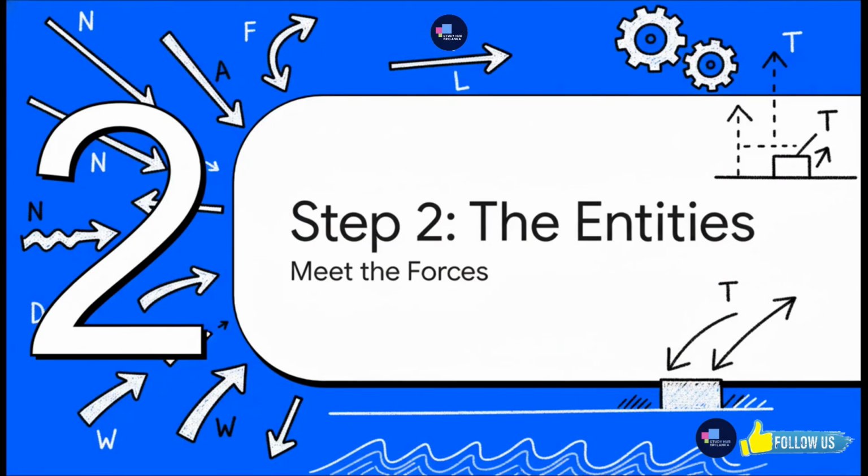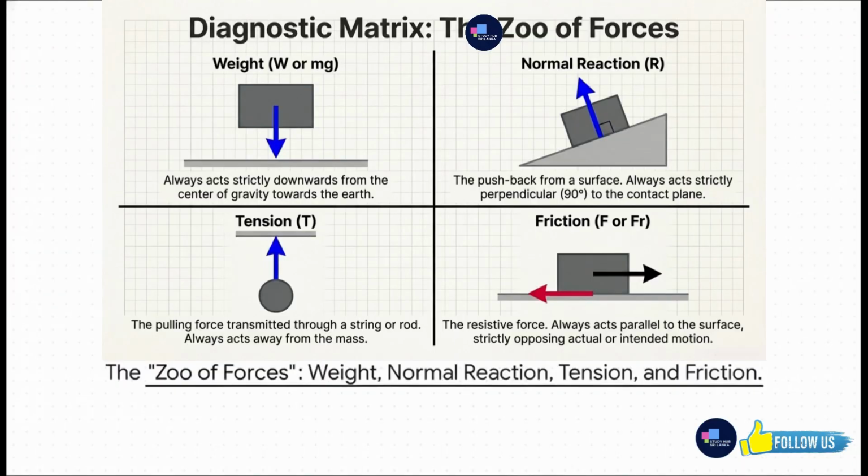All right, so we've got our tools. Now let's meet the players. Step 2 is all about the actual forces you'll be working with. Think of them as the main characters in all of our mechanics problems. Okay, welcome to our little zoo of forces. You're going to see these 4 characters everywhere.